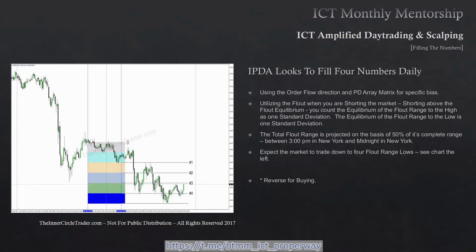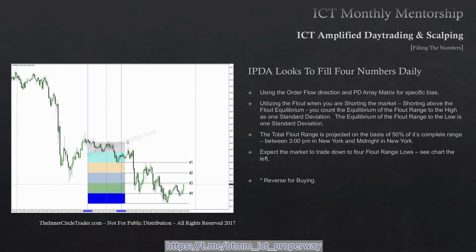That's level 1. If we were bullish and we were buying below the equilibrium of the total flout range between 3 p.m. and 12 a.m. New York, we would be buying below equilibrium and using the high of the flout range as level 1, or the first of 4 numbers to fill for the day. And you just keep projecting half of the flout's total range as a new number to fill. Okay, so you're not projecting the entire flout range, you're actually projecting and doing standard deviations of 50% of the range between 3 p.m. and midnight New York time.